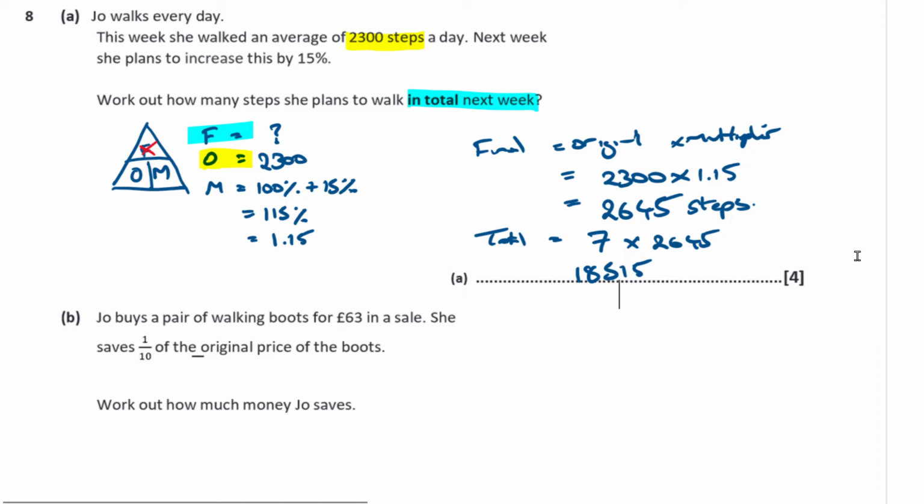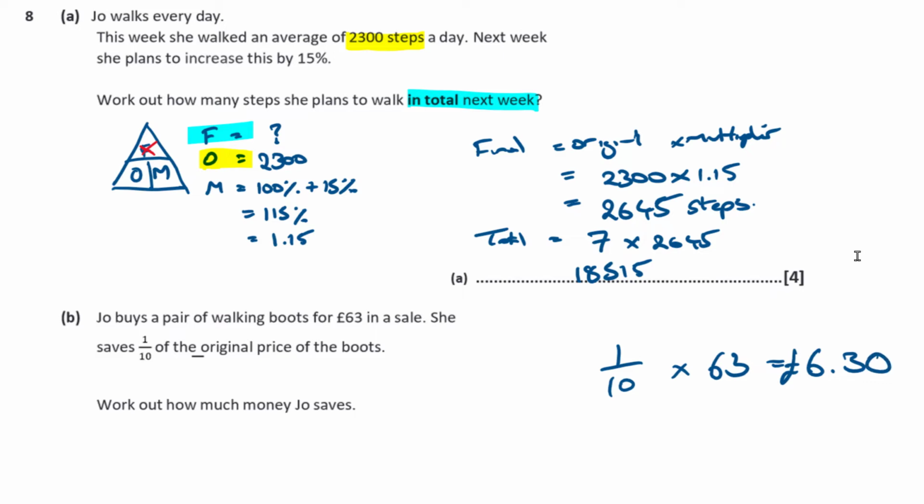Right, B. Joe buys a pair of walking boots for £63 in a sale. She saves 1/10 of the original price of the boots. Work out how much Joe saves. Okay, so here we just need to work out what 1/10 of 63 is, don't we? She saves 1/10, so 1/10 of 63. I could type it into my calculator, but I know already it's 6.3. Now remember, this is money, so it should be 2 digits after the decimal point. Don't just write 6.3, you'll get it wrong.